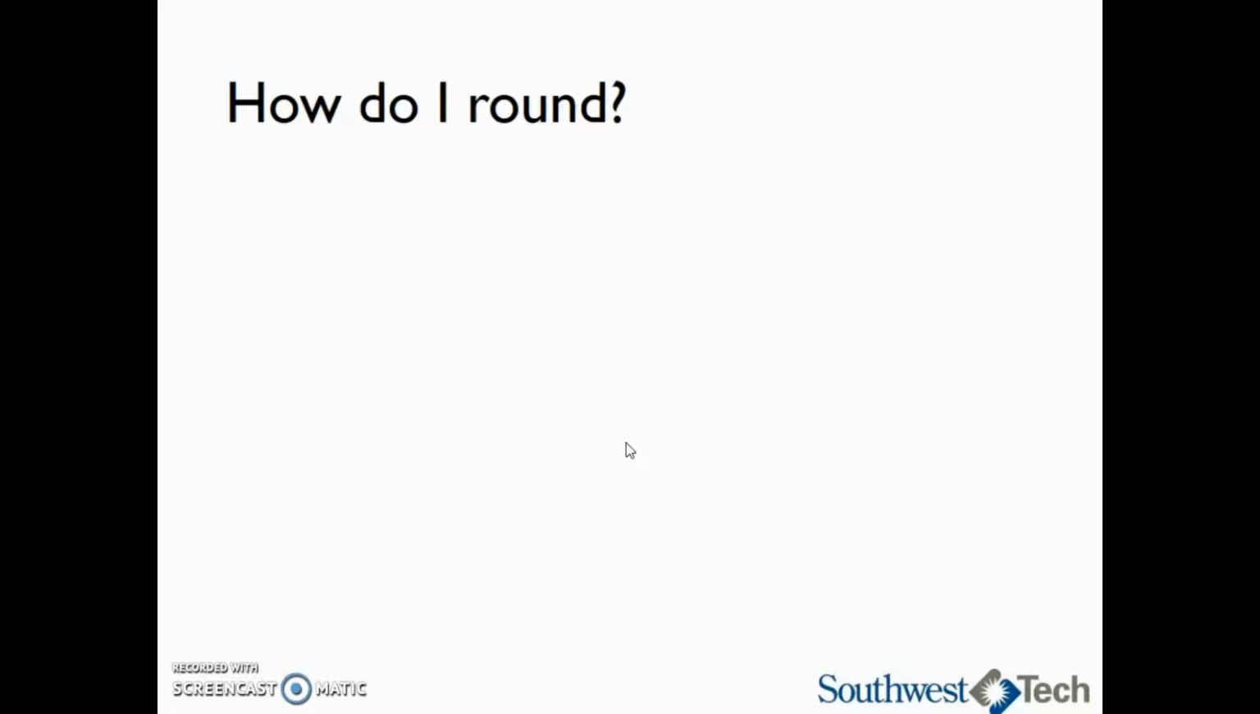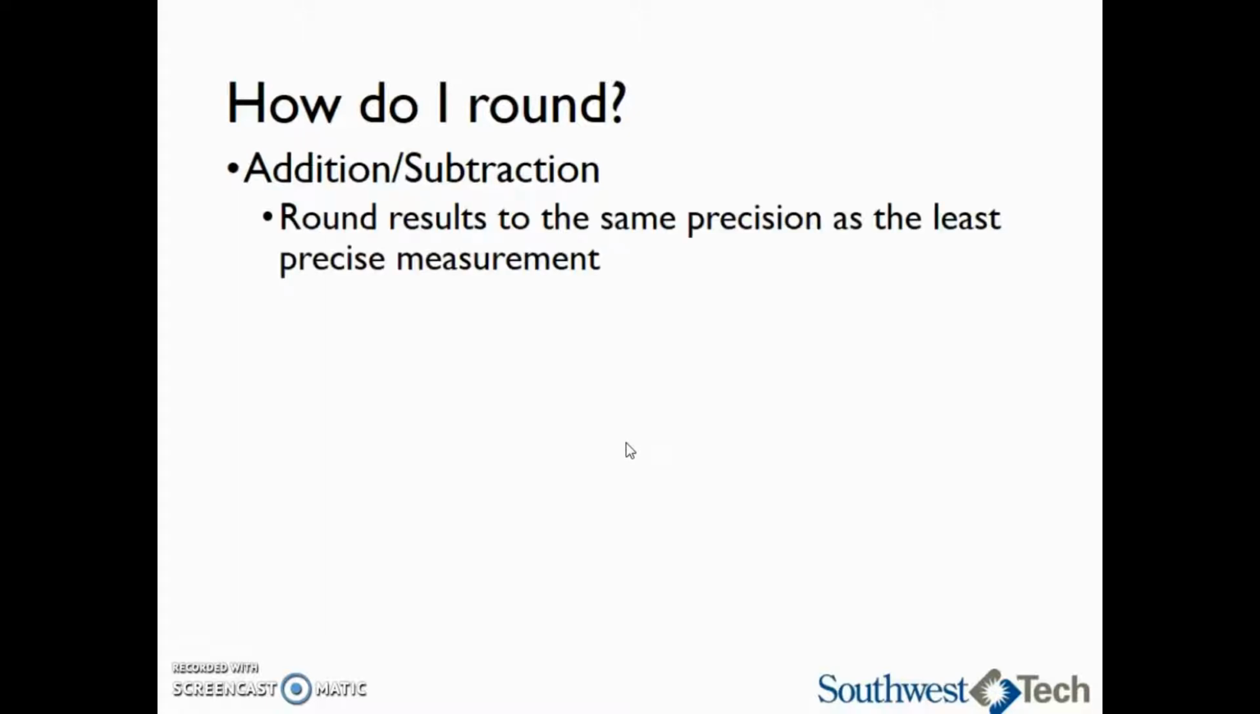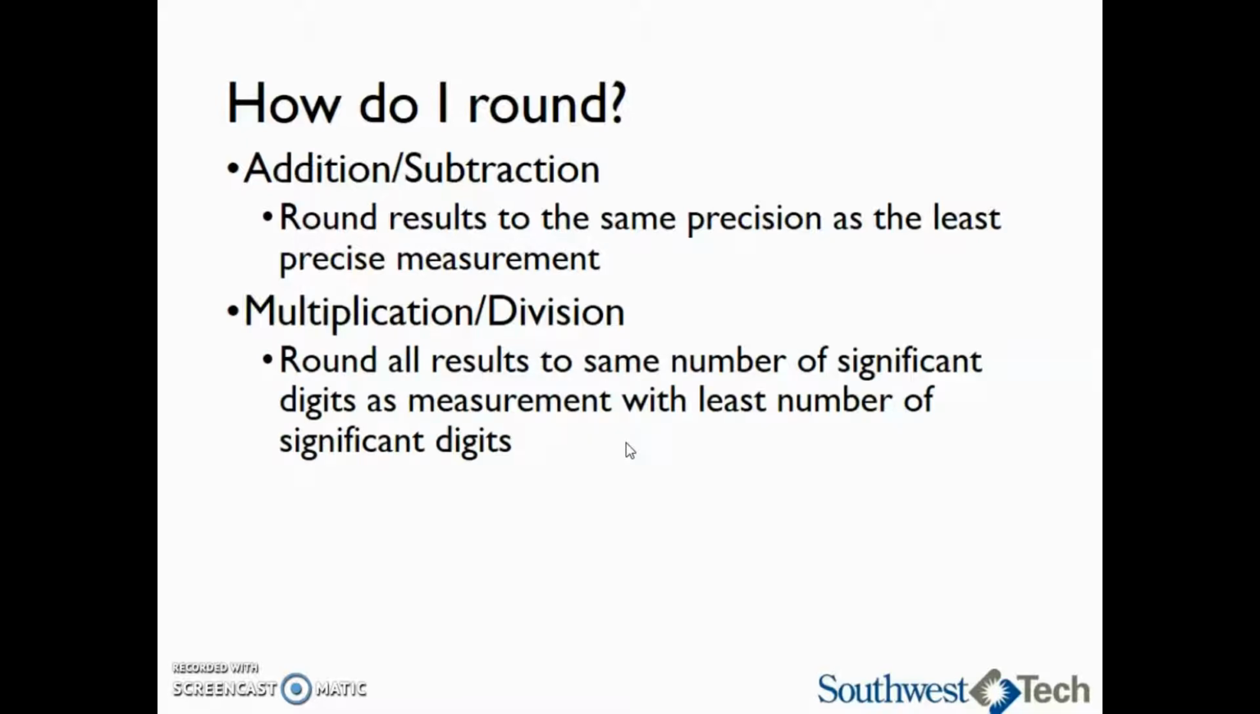Now we're going to talk a little bit about how to round when performing calculations. Anytime that we are adding or subtracting, we round our answer to the same precision as the least precise measurement. With multiplication and division, we round all results to the same number of significant digits as the measurement with the least number of significant digits. We are going to look at an example of addition and subtraction by itself, then multiplication and division by itself, and then an example that combines operations.